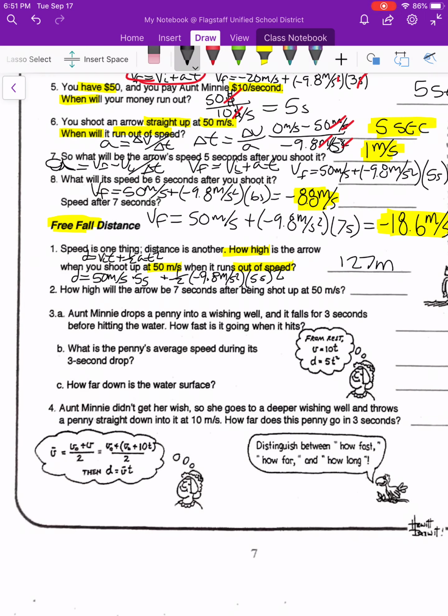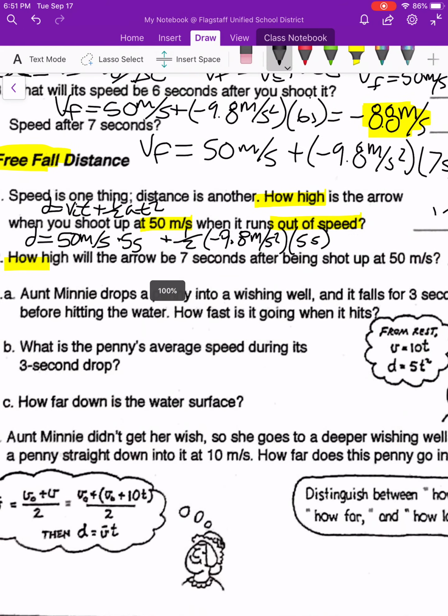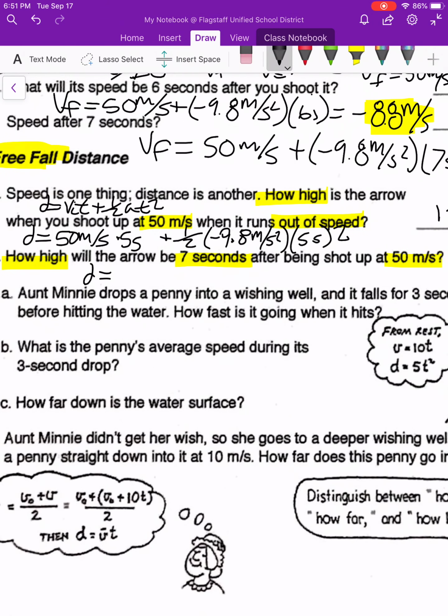Okay, and now it wants to know how high it will be 7 seconds after being shot. Okay, so again, we'll go through these. Whoops, draw, highlight. How high? 7 seconds, 50 meters per second. So it's asking the same thing. Okay, let me zoom in again. Distance equals 50 meters per second times 7 seconds now, plus 1/2 negative 9.8 meters per second squared times 7 seconds squared.